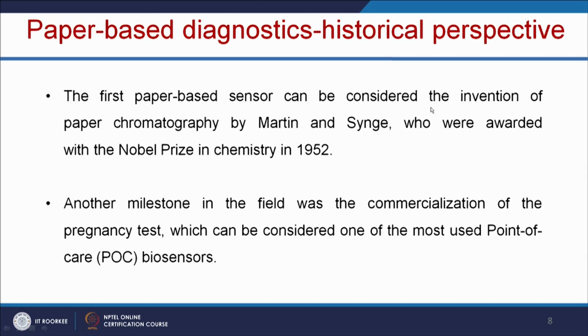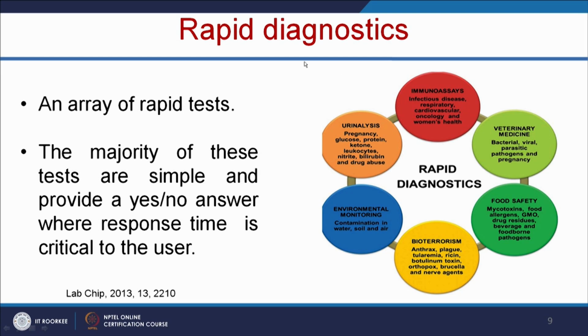So let us see the historical perspective. The first paper based sensor can be considered the invention of paper chromatography by Martin and Synge. They were awarded the Nobel Prize in 1952, and another milestone in this field was the commercialization of the pregnancy test kit, which can be considered one of the most used point of care diagnostics. These paper based kits are mainly useful for rapid diagnostics.